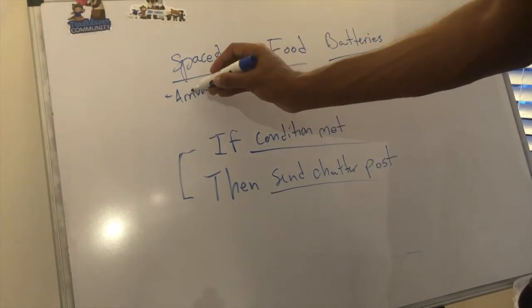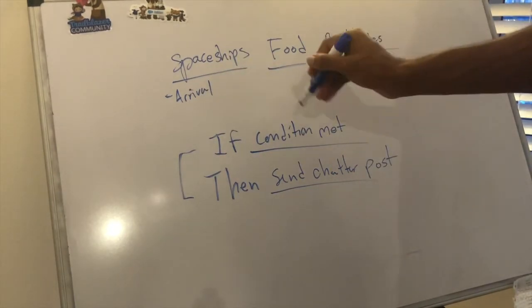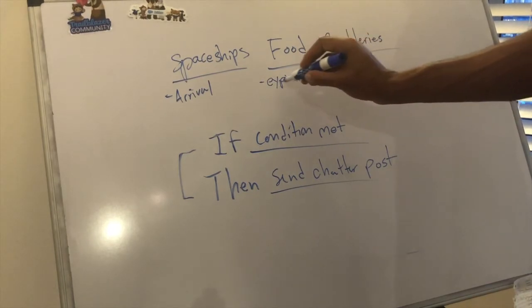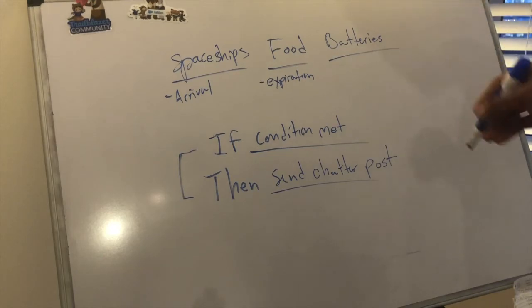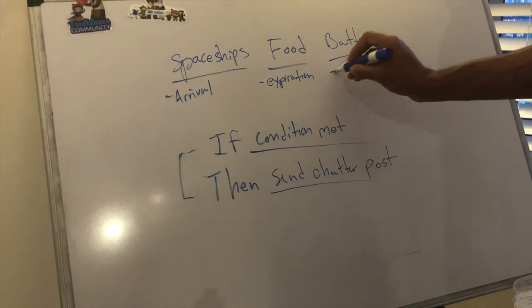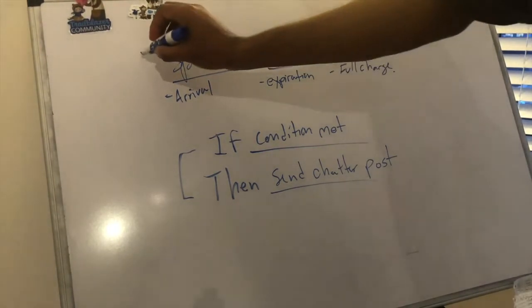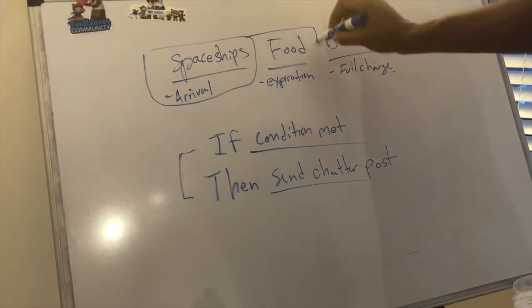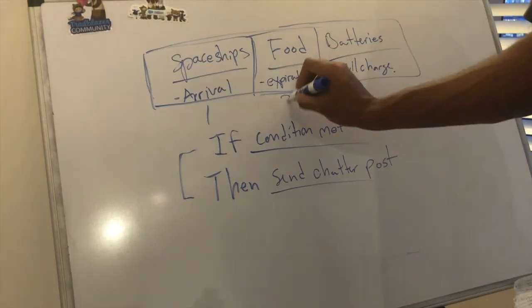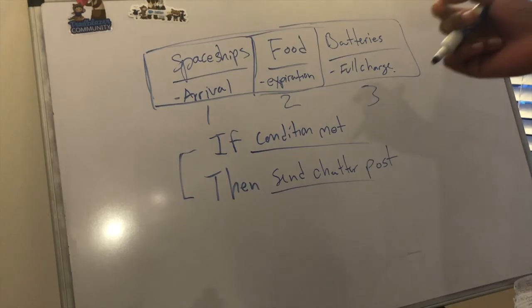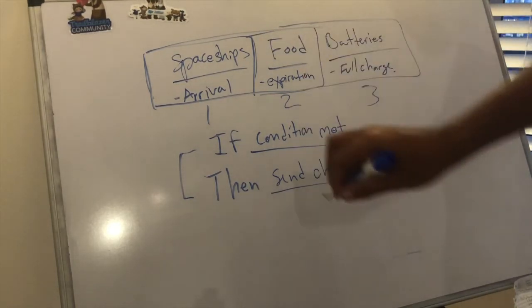So first would be the arrival, and food would be expiration. So we're gonna start sending out notifications when food's expiring, also very helpful. And then also we're gonna have full charge. So it's just gonna notify us when batteries are fully charged. So we're gonna build each one of these three items inside of Process Builder, 1, 2, 3, and then we're also going to put each one of those into a chatter. So probably we're going to go ahead and go back into the org and start with creating each one of these inside the Process Builder.